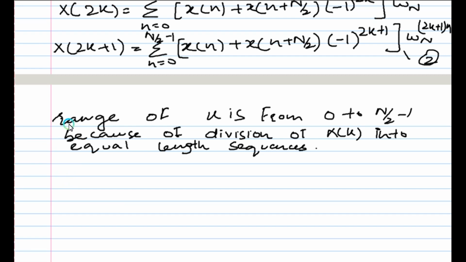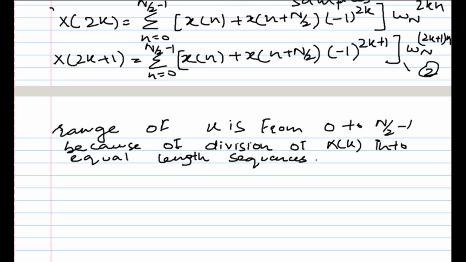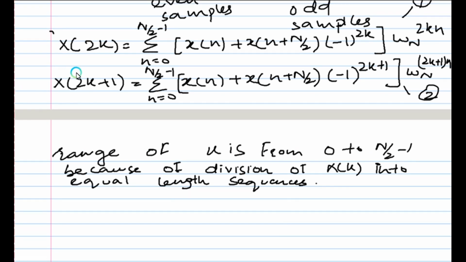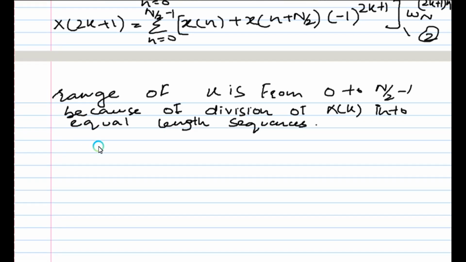Now let's consider the four cases. If we see these two equations, that is x of 2k and x of 2k plus 1, where the variables are minus 1 raised to power 2k, minus 1 raised to power 2k plus 1, and we have W_N 2kn and W_N 2k plus 1 n. So we will try to solve these four things. Now if we come to the first one, that is minus 1 raised to power 2k.